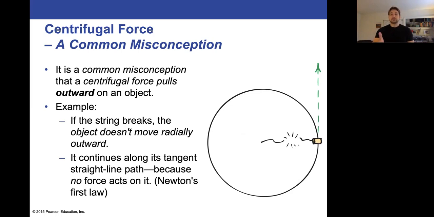We know that. If we break the string, if we break the lanyard, it doesn't continue moving in a circle, nor does it run away from the circle. If I let go right at the instant, I'm not going to because it's going to hit the ceiling and make a dent, but if I let go right at the instant we're traveling up, the clip at the end of the lanyard is just going to travel up.